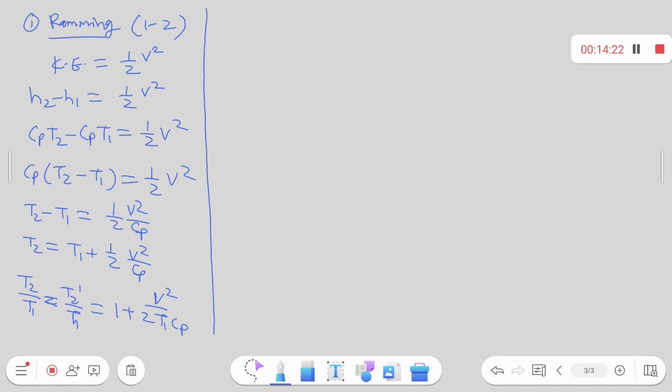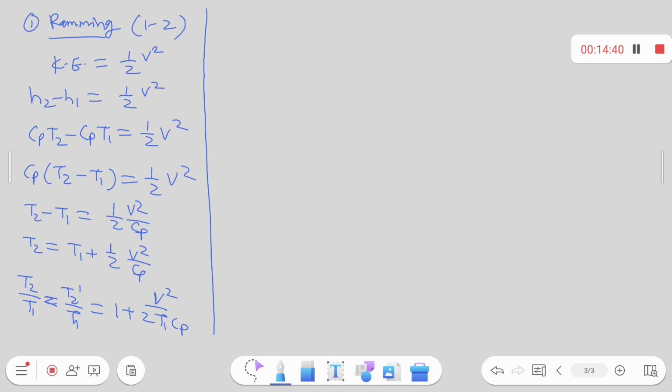Clear up to this? Yes or no? Up to this it is clear? Okay? Don't write, you just try to understand this. Now, instead of Cp, I would like to put that Cp in terms of gamma and R.